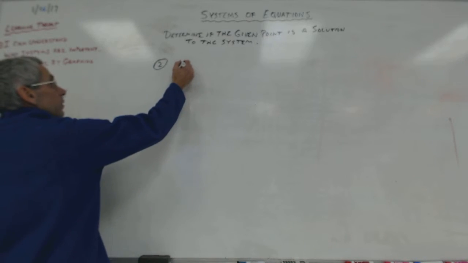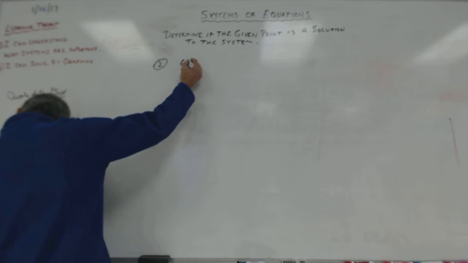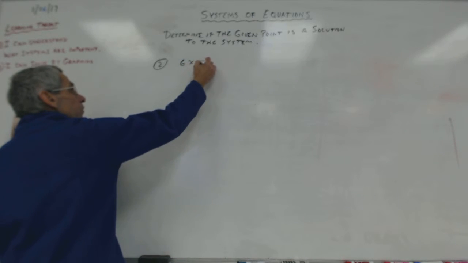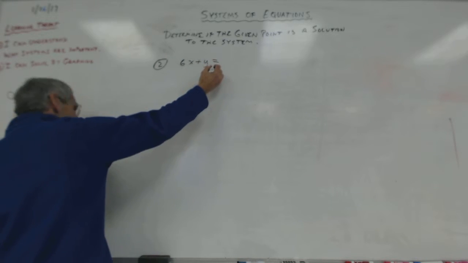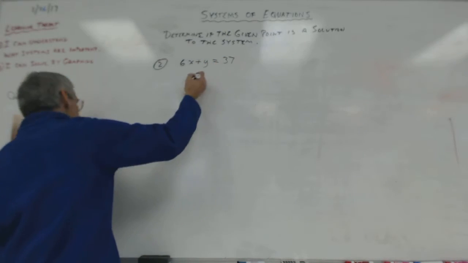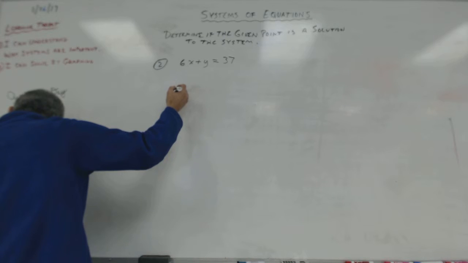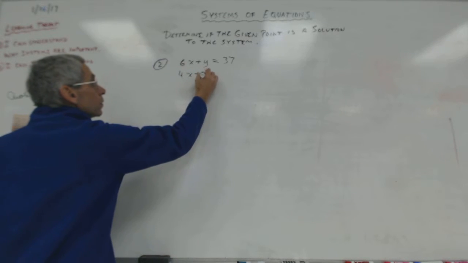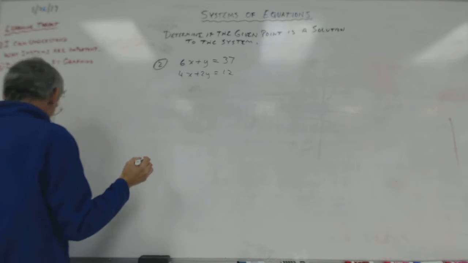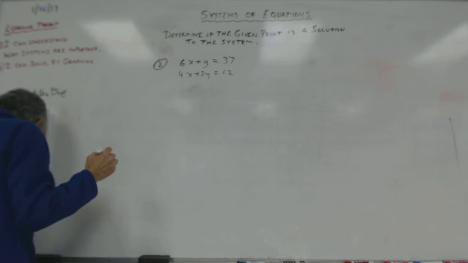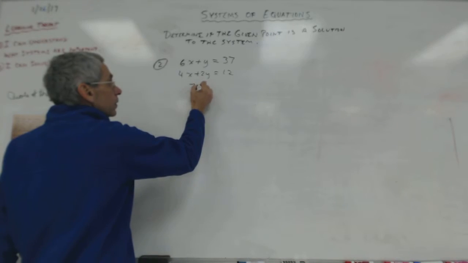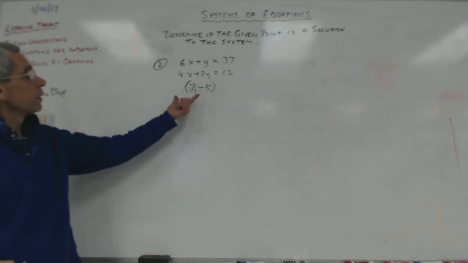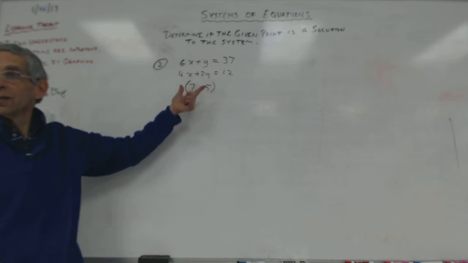Let's try this. 6x plus y, written in standard form, is equal to 37. And then I'll say 4x plus 2y is equal to 12. And the point is (7, -5). So I'm being asked again, is that point a solution to the system?